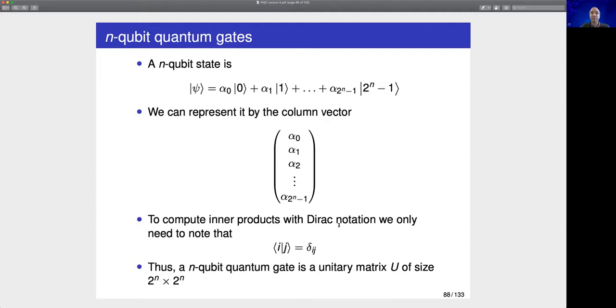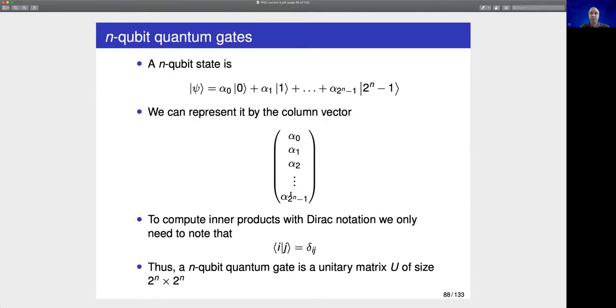And then the transformations need to be matrices of size 2 to the n times 2 to the m, unitary matrices to keep the normalization condition on the state of the qubits. And these are going to be the operations that we can do with the n qubit state.